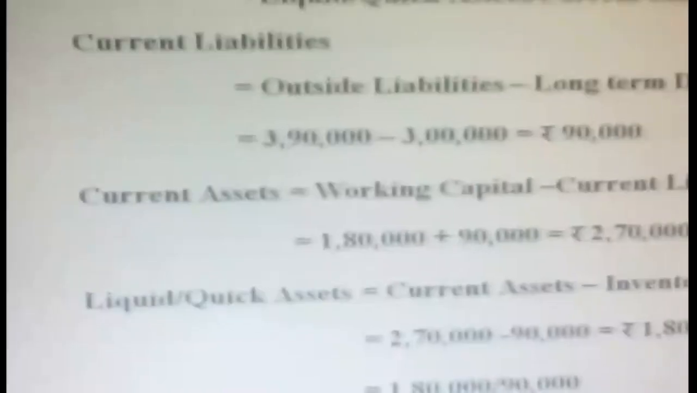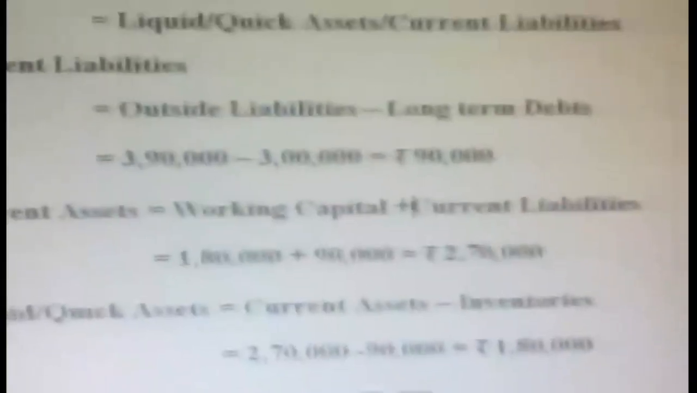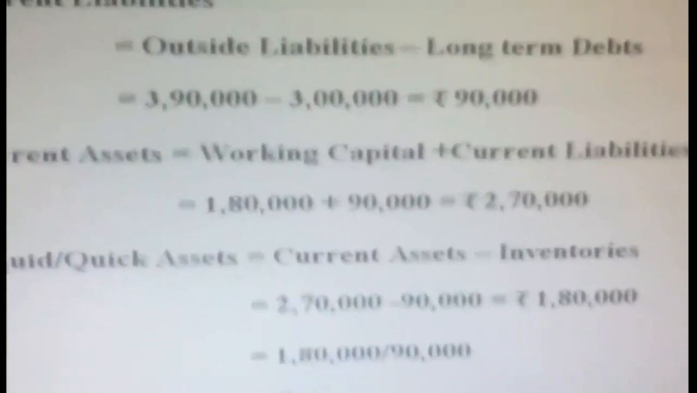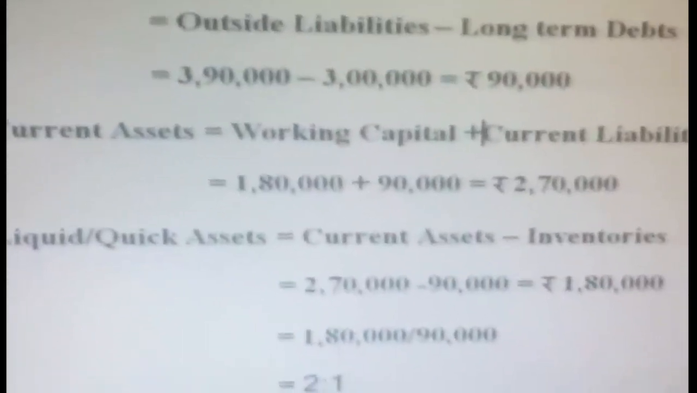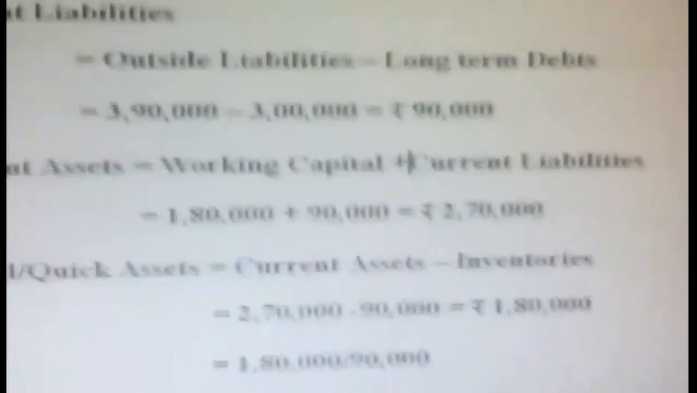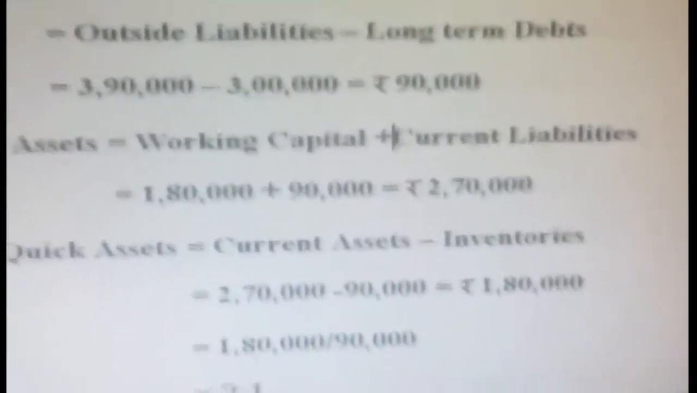Sorry, here not minus, here plus. Okay. So working capital plus current liabilities, equation. As you know, working capital is equal to current assets minus current liabilities. We are going to find out current assets. The formula is reversed. Nothing but working capital plus current liabilities. You should be very careful always.